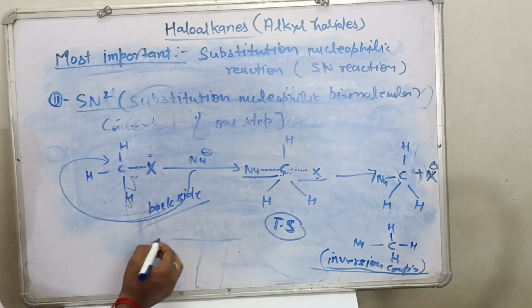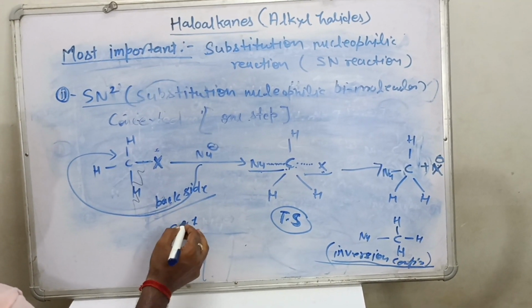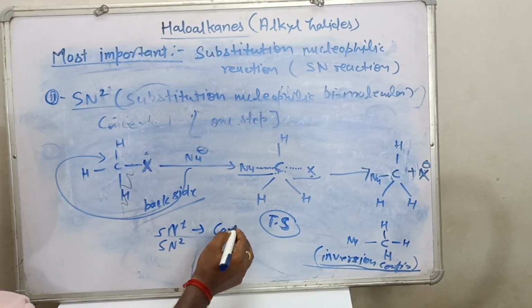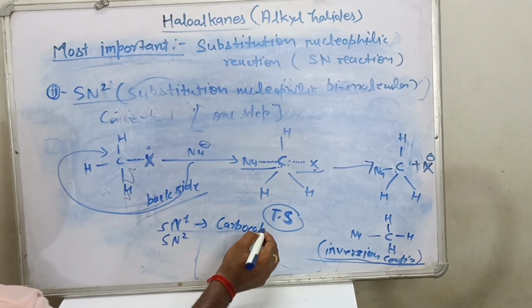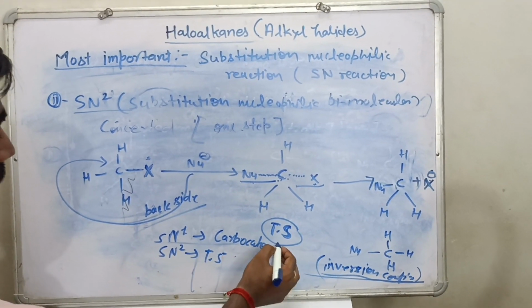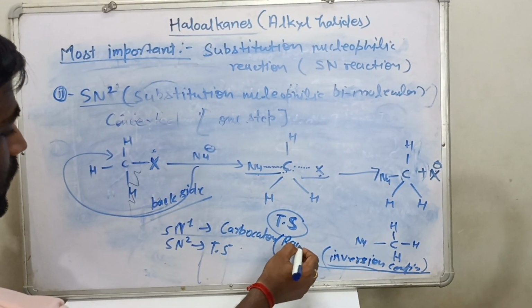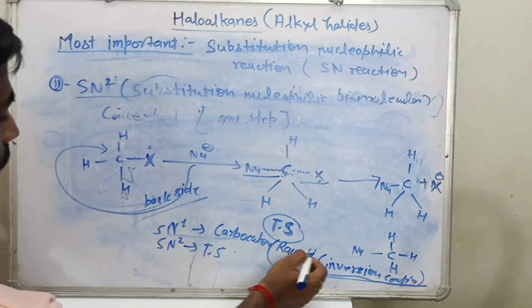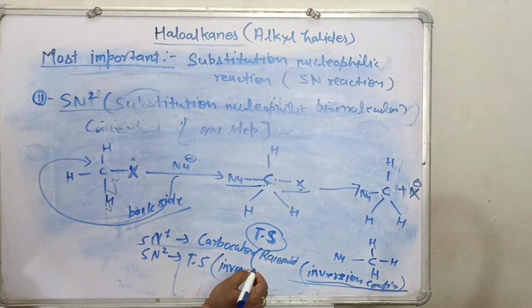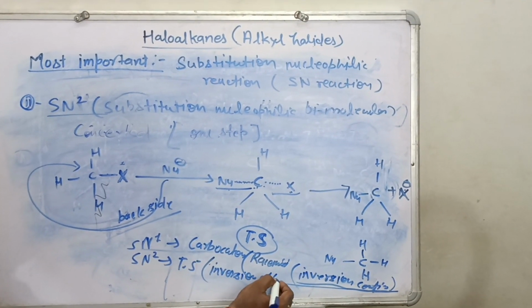So finally, SN1 and SN2: SN1 proceeds through a carbocation mechanism, SN2 proceeds through a transition state, and the carbocation mechanism gives racemization, and this transition state mechanism gives inversion of configuration.